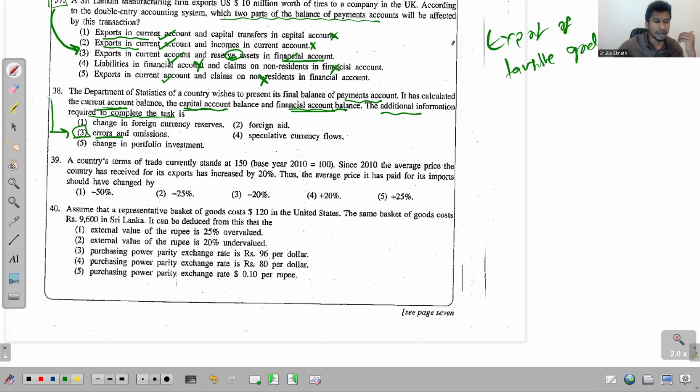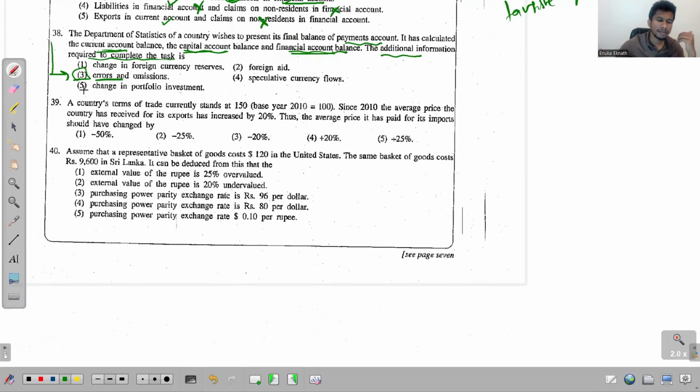Right. So come to this question 39. In question 39, it says, country's terms of trade currently stands at 150.